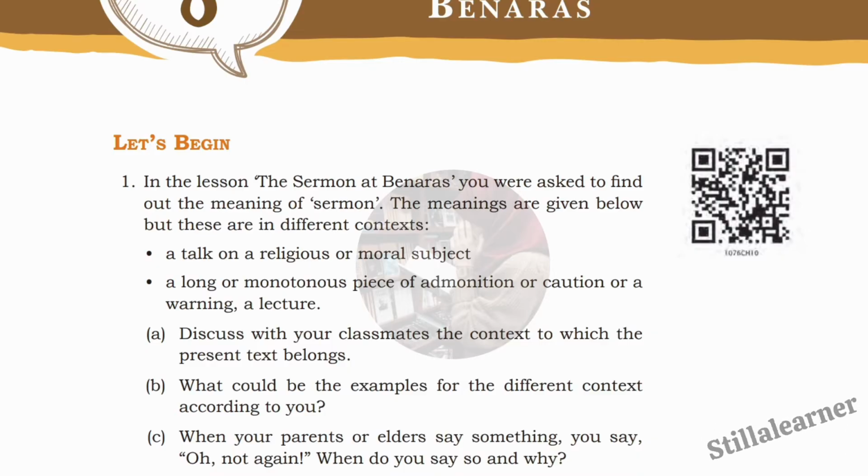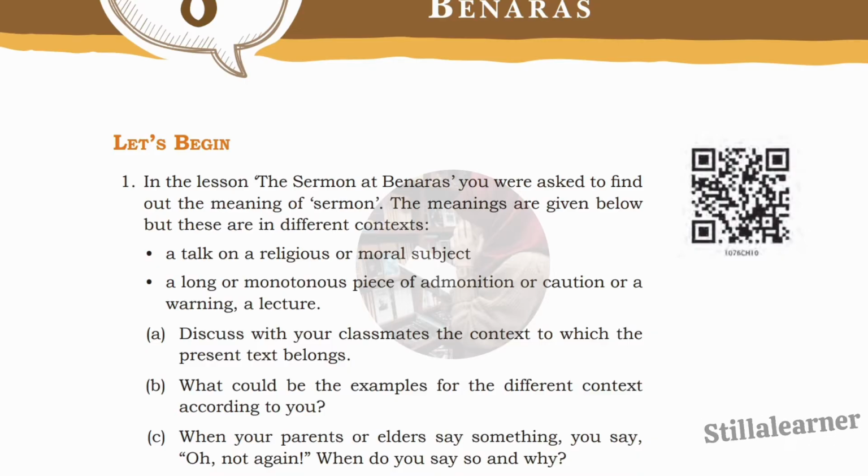These two meanings are perfectly suitable for sermon, but we have to pick out that particular meaning which is related to our lesson, The Sermon at Banaras. Okay, that one we have to pick. So here in the second meaning, admonition means warning. A firm warning is given. So from these two, if I have to choose the correct meaning which is related to our context, means our lesson, the first one will go: a talk on a religious or moral subject.